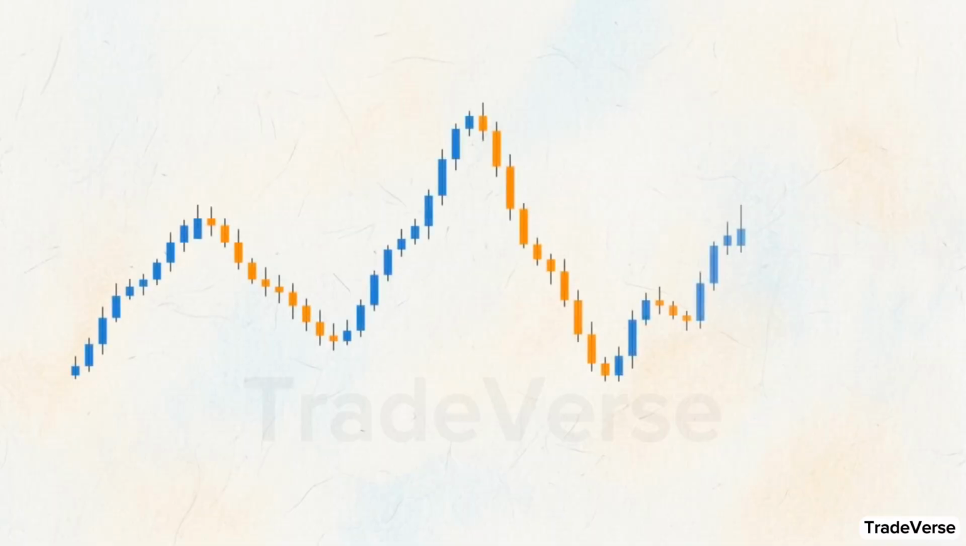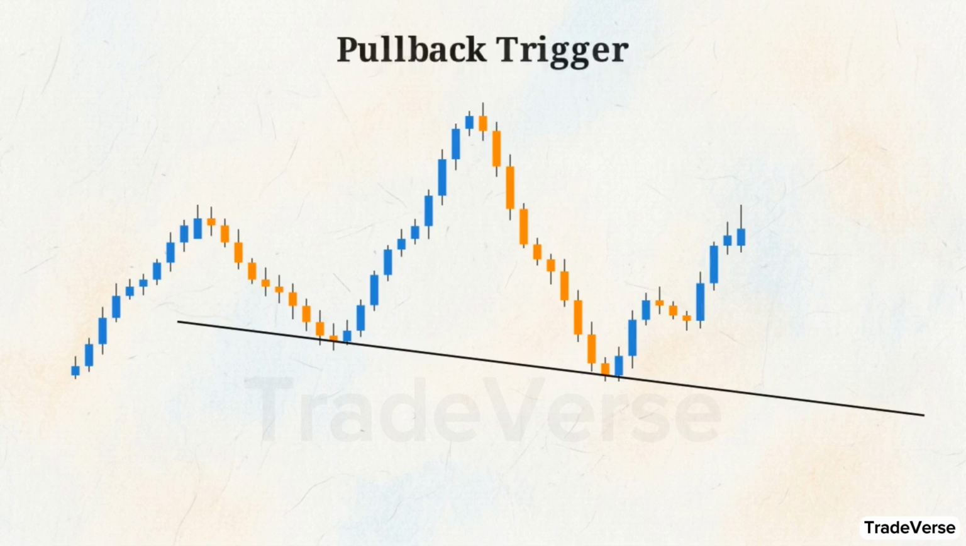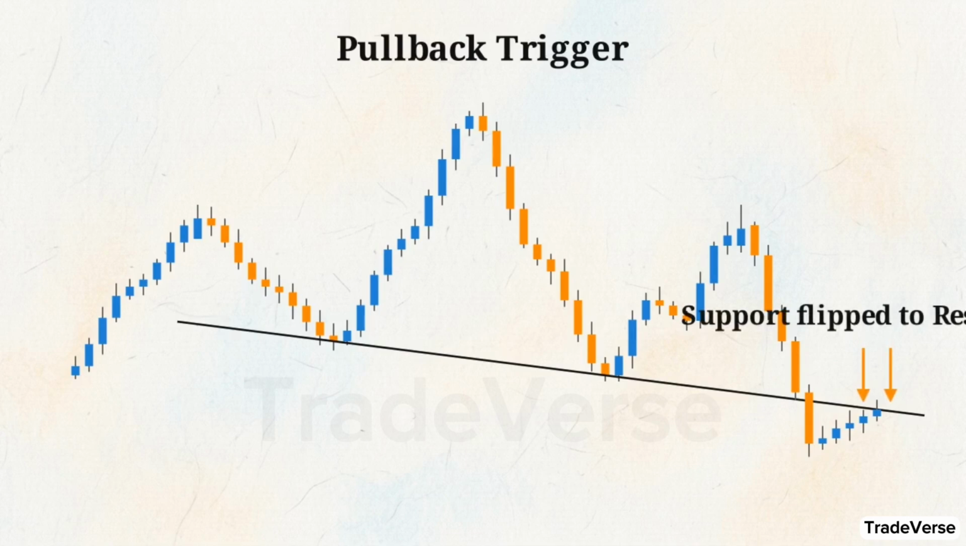Now we select a trigger to enter the trade. The first method is the pullback trigger. Here you wait for the price to break forcefully down through the slanted neckline. You do not enter on the break. You wait for the price to retrace upward and test the broken neckline. This proves the old support floor has flipped to a new resistance ceiling.